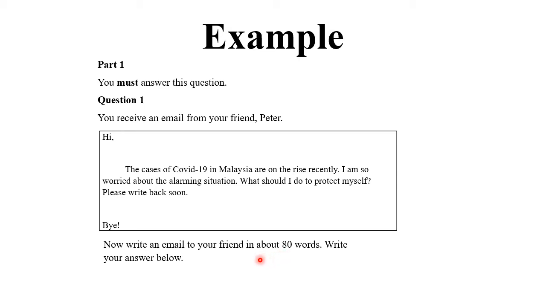Your email should be about 80 words, but don't forget that this is just a guideline. So you can go more than that, okay? And you won't be punished for writing longer than 80 words. But please do not write shorter than 80 words. If your email is too short, maybe you won't have enough points and you won't have enough content to make your readers understand your ideas fully. So always write longer than 80 words.